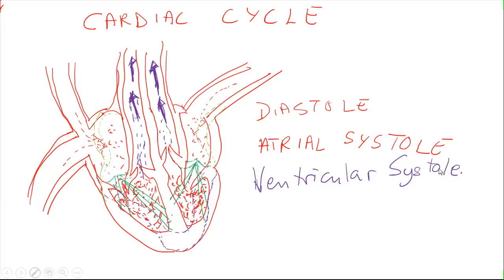Okay? So just don't forget these three steps. Diastole, atrial systole, ventricular systole. Think of the valves involved. Diastole, completely relaxed. Atrial systole, the atrioventricular valves open. Blood is forced into the ventricles. When the ventricles are filled up, the atrioventricular valves shut. End of atrial systole. Third, ventricular systole.